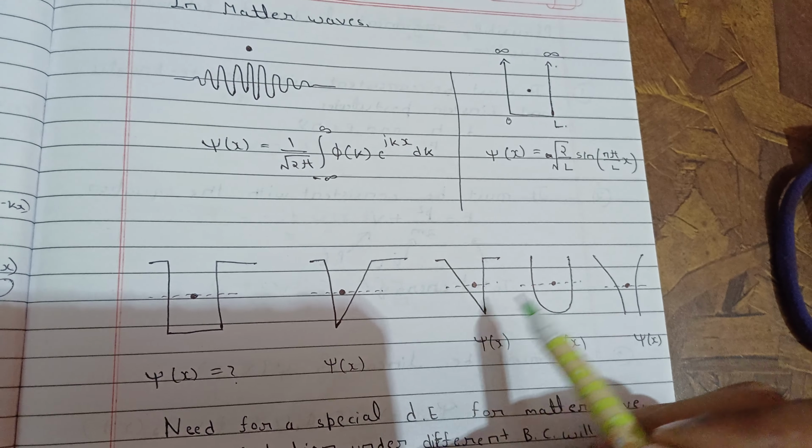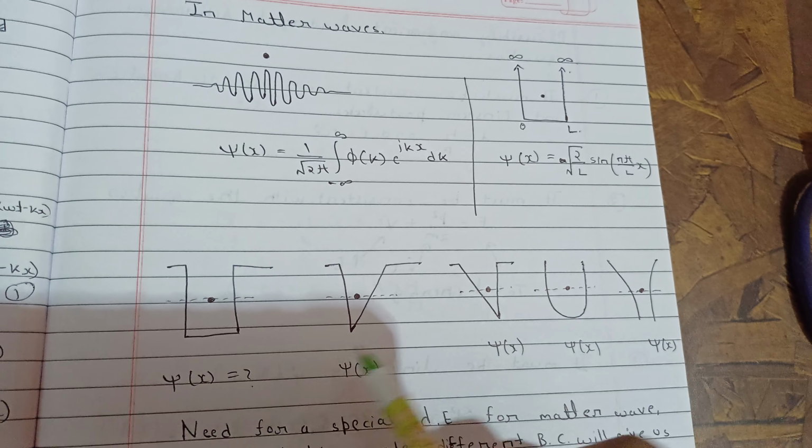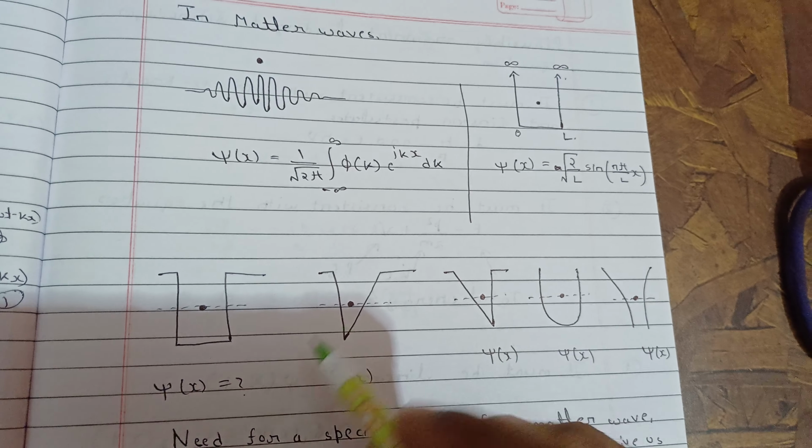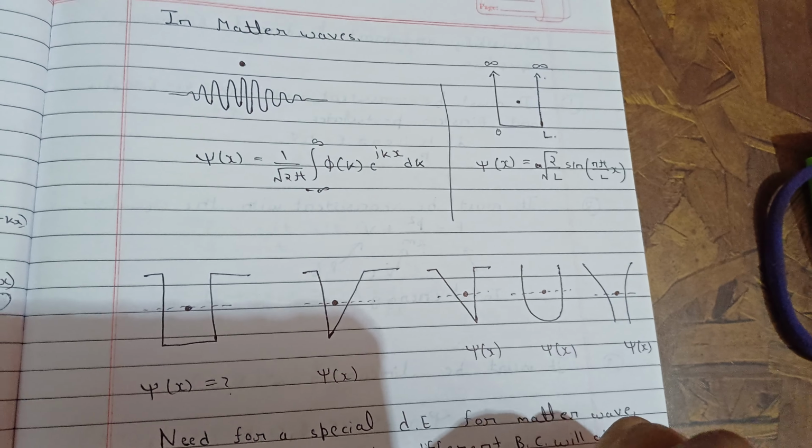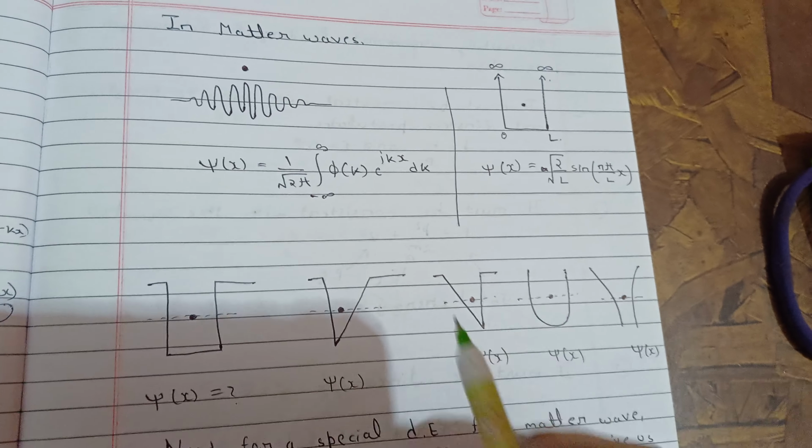If it is in this way, how to find it? And this way and this way. So the potential can vary. So how to find the wave function for different kinds of scenarios or conditions? So see, this is the same thing as we did here.